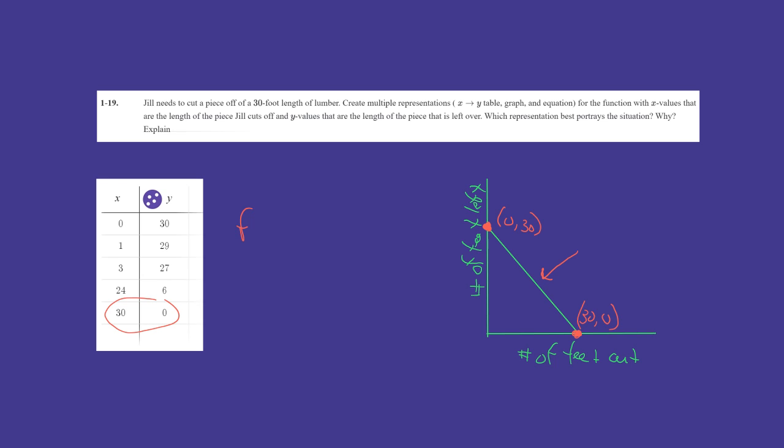So I would give this an f of x. We have a y-intercept of 30, so we're going to say plus 30, right? But every foot is a unit, so it's going to be negative x. So a negative 1 plus 30 equals 29, a negative 3 plus 30 equals 27. If you put in 24, it's going to end up being a negative 24, and it gives you 6 left. And that gives you an equation for this particular problem.